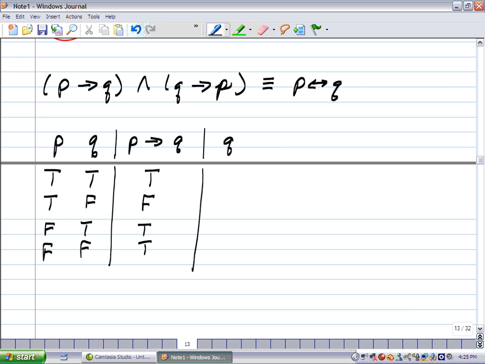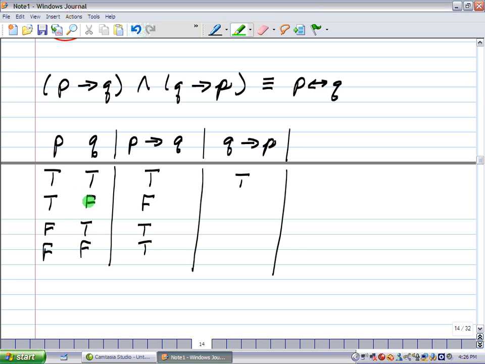Now we got to do Q implies P. So we have to do it in the correct order. Q is first. So we have to look at this one first. Q implies P. True implies true. It's true.